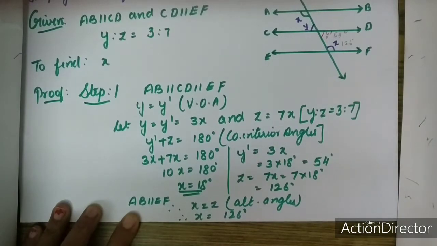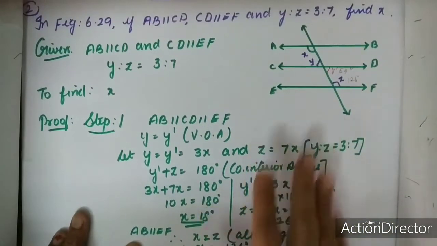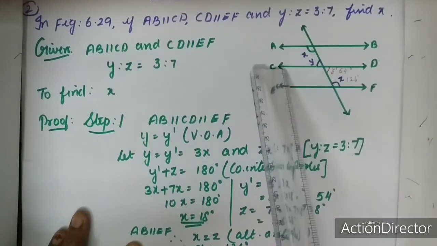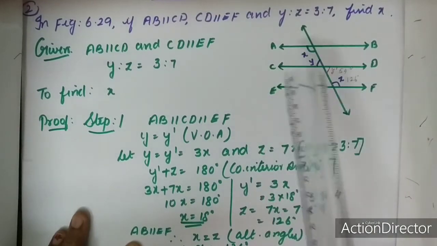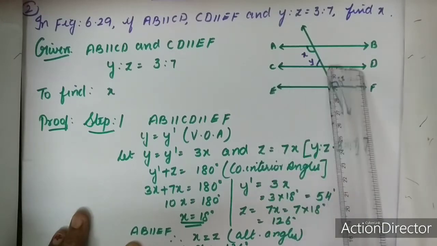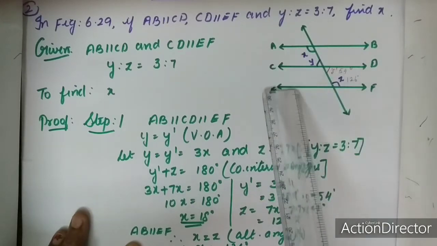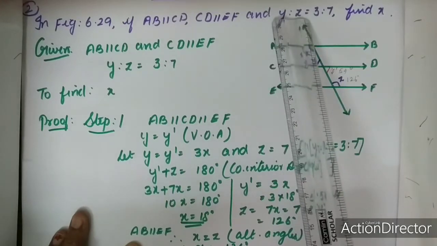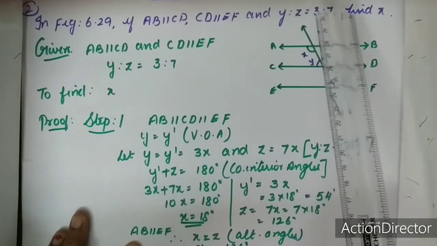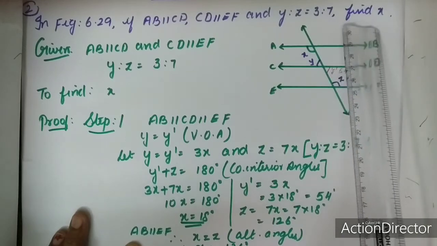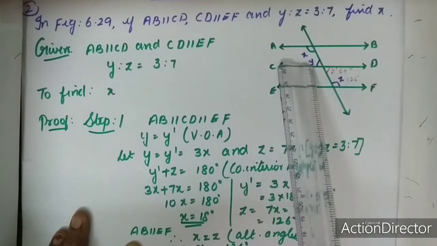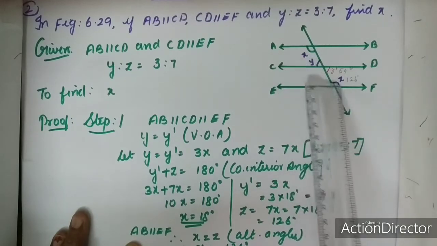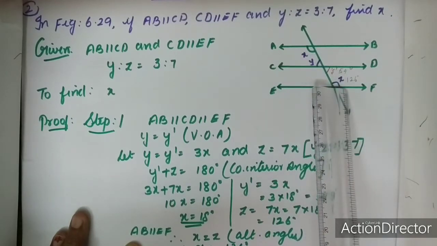I will explain once again. It is given over here in the figure: AB is parallel to CD and CD is parallel to EF. Two lines are parallel to the same line, that means all the three lines are parallel to each other. And next it is given Y is to Z is equal to 3:7, and we have to find the value of X. Here the angle Y is over here and Z is given over here. The ratio of these two angles is given as 3:7.